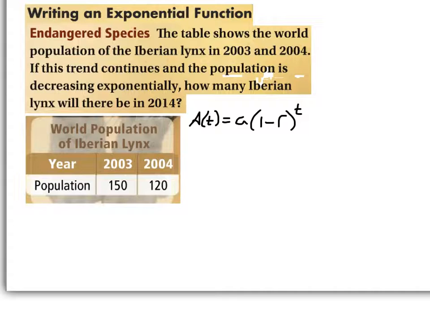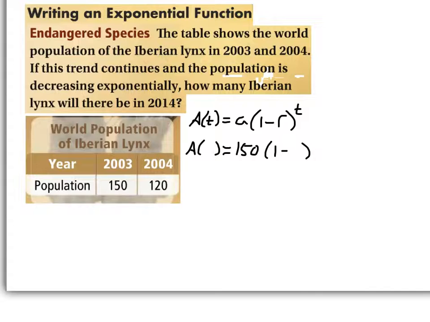A of t is what we're solving for, right? All right, so A of, I'm going to leave a parenthesis there because we haven't decided what our time is yet. What is our initial amount? Yeah, they started out with 150 in 2003. 1 minus, we don't know the other information yet. We have to find that. So, first things first, we have to find the rate at which this population is decreasing.